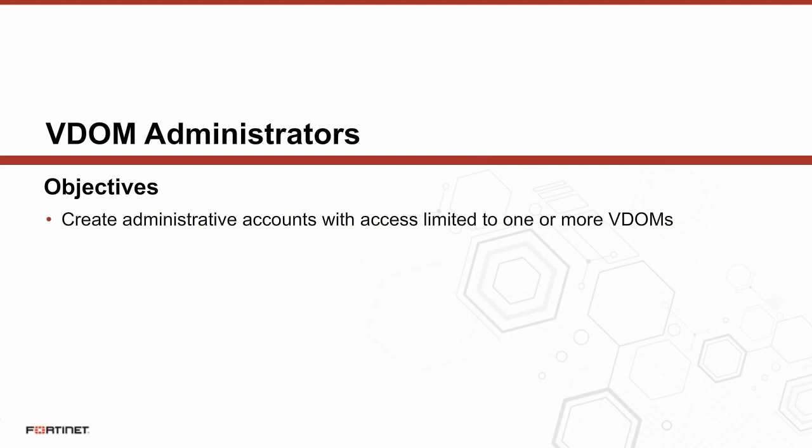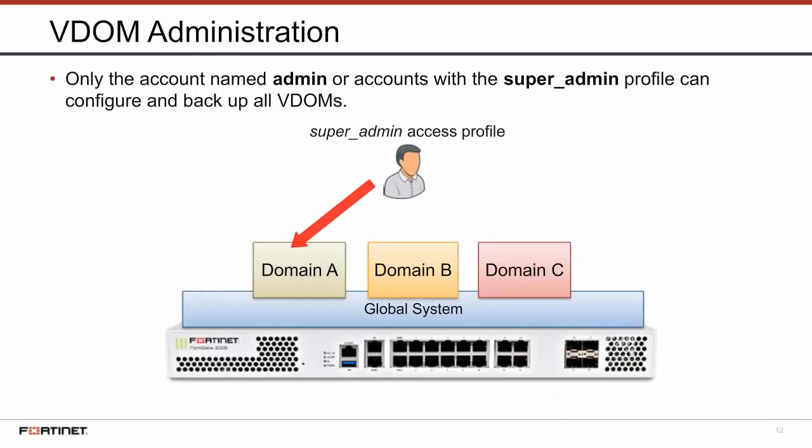After completing this section, you should be able to create administrative accounts with access that is limited to one or more VDOMs. By demonstrating competence in VDOM administrators, you will be able to understand the differences between the various levels and types of VDOM administrators. If you want to grant access to all VDOMs and global settings, select super_admin as the access profile when configuring the administrator account. Similar to the account named admin, this account can configure all VDOMs.